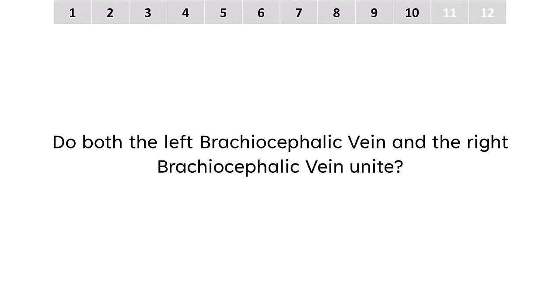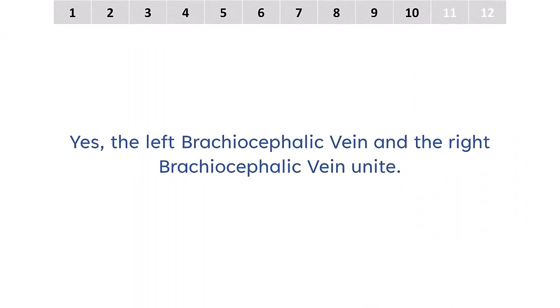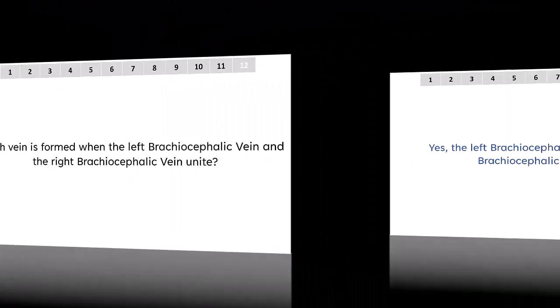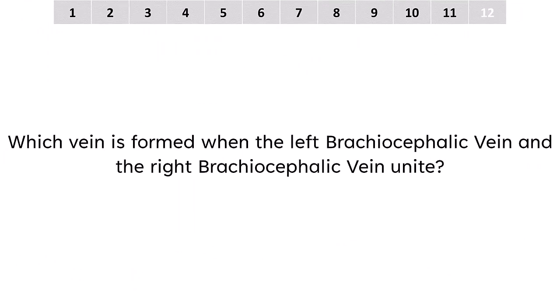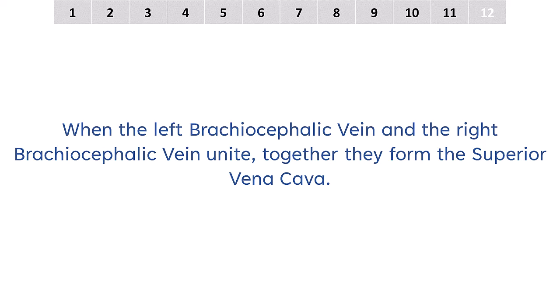Do both the left brachiocephalic vein and the right brachiocephalic vein unite? Yes, the left brachiocephalic vein and the right brachiocephalic vein unite. Which vein is formed when the left brachiocephalic vein and the right brachiocephalic vein unite? When the left brachiocephalic vein and the right brachiocephalic vein unite, together they form the superior vena cava.